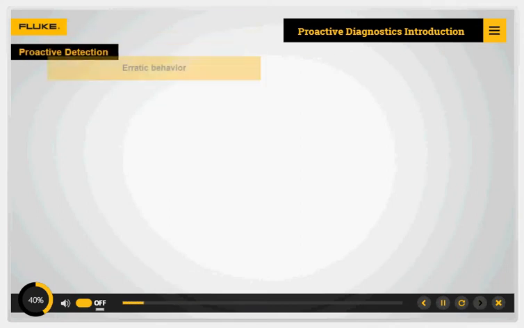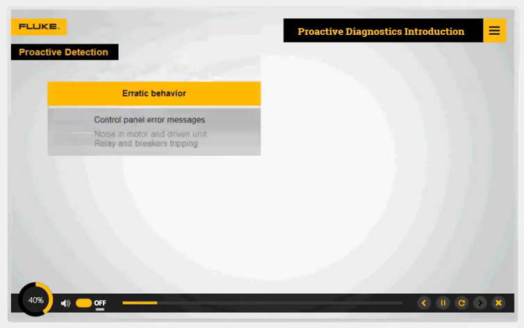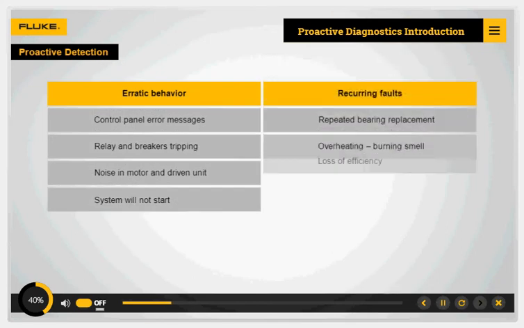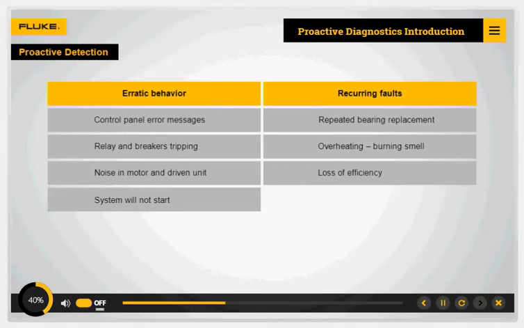This training focuses on what you can do to help detect issues like these in advance. The erratic and recurring fault behaviors listed here can often be detected in proactive inspections if you know what to look for. There's a lot of common sense involved in proactive maintenance. It's all about using your time to your best advantage.